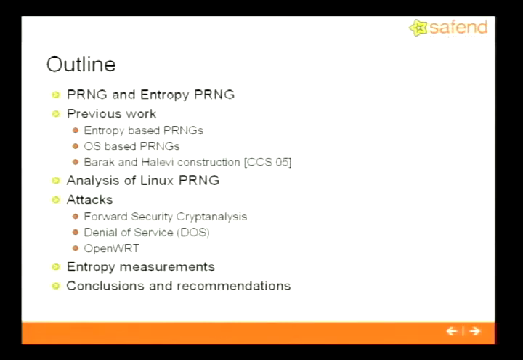And one such example is wireless routers, such as OpenWRT. These are home routers running Linux, and I'm going to demonstrate that we can easily break almost any security protocol running on this platform. So that's a very serious vulnerability right now, and I hope it will be fixed in the near future. We also did some entropy, some noise measurements for some Linux machines, and that's it.